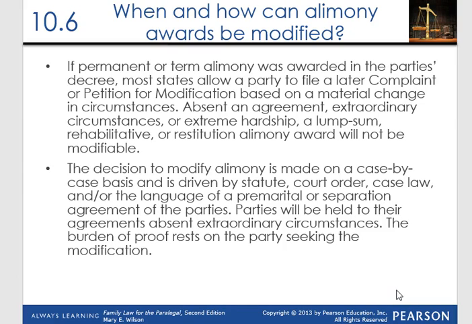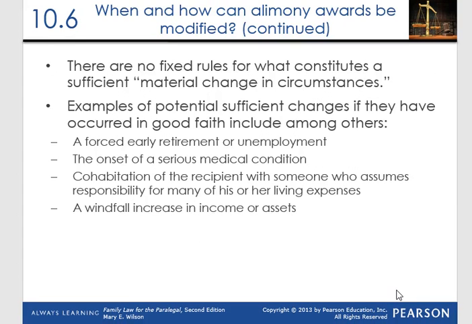The decision to modify alimony is made on a case-by-case basis and is driven by statute, court order, case law, and/or the language of a premarital or separation agreement of the parties. Parties will be held to their agreements absent extraordinary circumstances. The burden of proof rests on the party seeking the modification. There are no fixed rules for what constitutes a sufficient material change in circumstances. Again, it's a case-by-case determination.